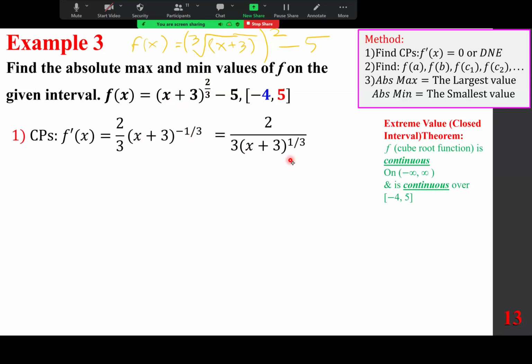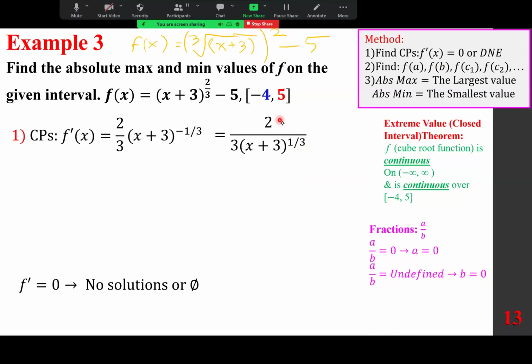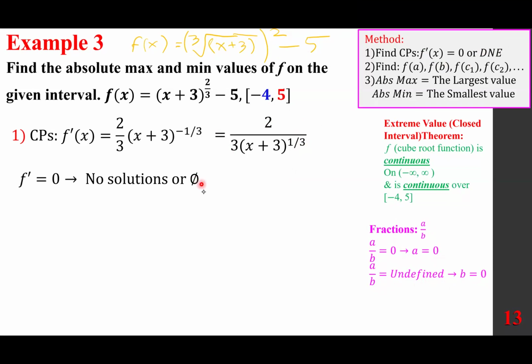Now, as you notice, f prime is in a fractional format. We want to know where f prime is 0, and where f prime doesn't exist. So I'm going to remind you, a fraction a over b equals 0 if a is 0, when the numerator is 0. That's all. A over b is undefined when b, the denominator, is 0. When we go back to this, the numerator is a number, whether it's positive, negative, large, or small, makes no difference. f prime equals 0 doesn't give us any solutions.